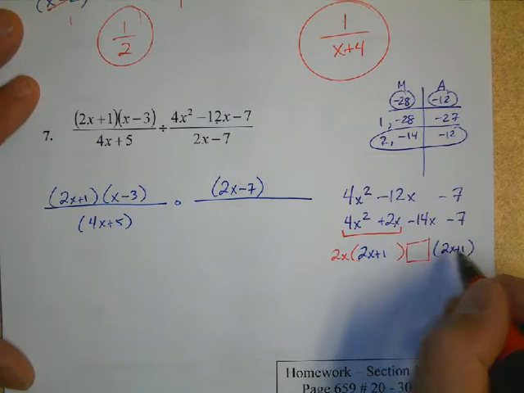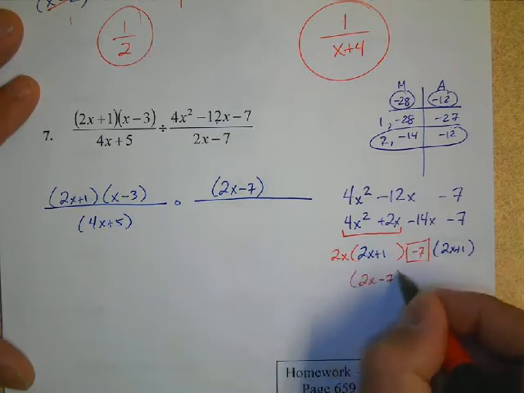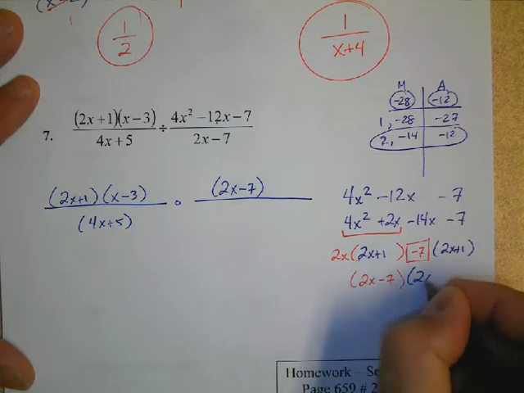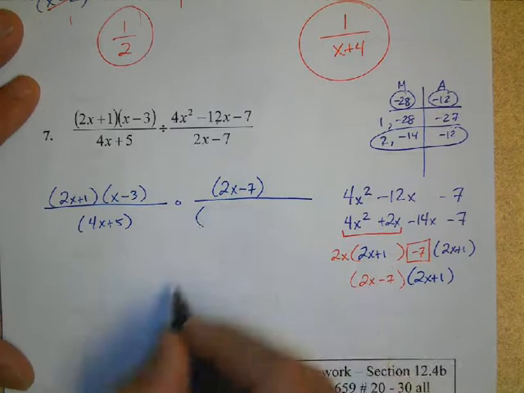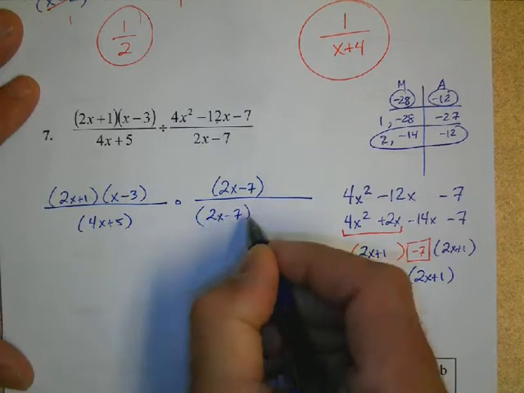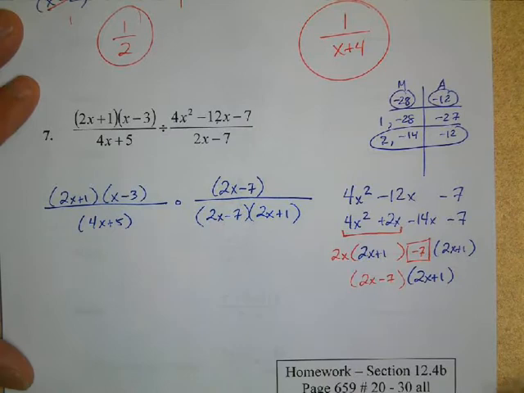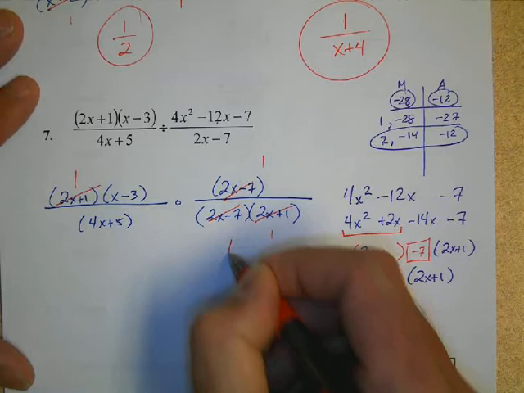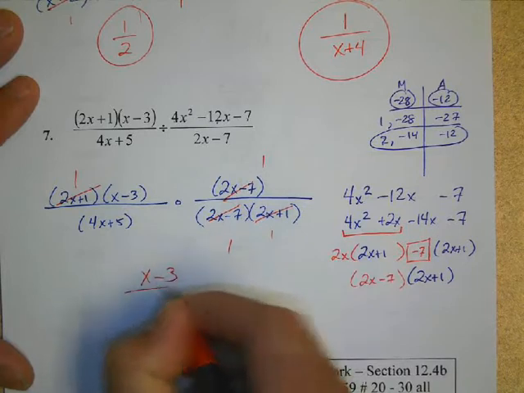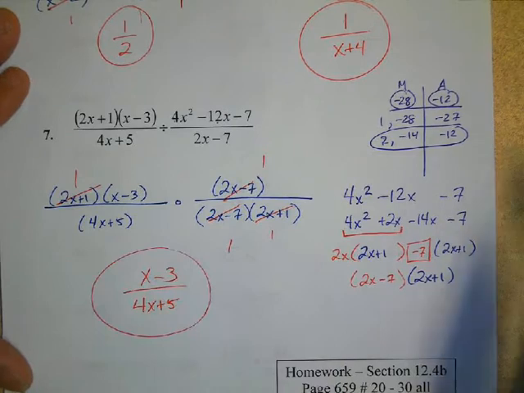So we're going to write our 2x plus 1 again at the back half, and we're going to think negative 7 divided by positive 1 is what goes in the box, which leaves us an answer of our factors of 2x minus 7 and 2x plus 1. So this is going to come back to our problem and become our factors from our quadratic trinomial. Now that everything's factored, we can cancel.